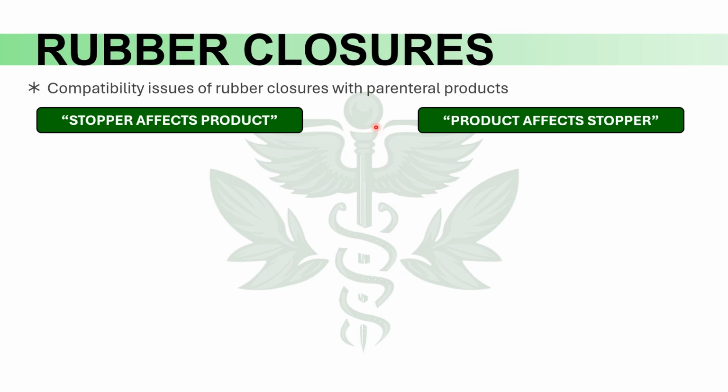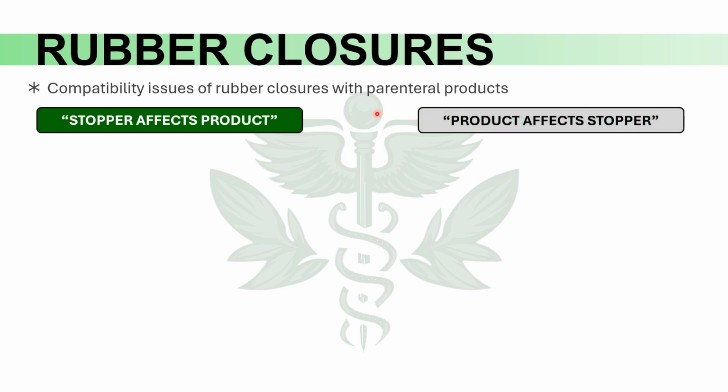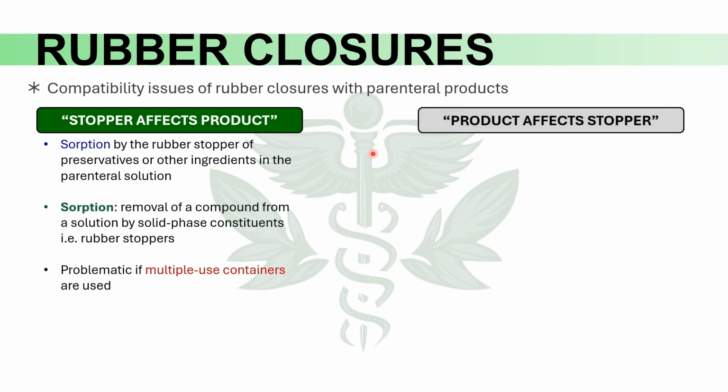The last thing we're going to talk about in this video is what kinds of compatibility issues can come up when using a rubber stopper. Quite simply, there are two possible types of interactions between the rubber stopper and the parenteral product. Either the rubber stopper affects the product, or the parenteral product affects the rubber stopper. What does this even mean? Let's take a look at the first type of interaction. The rubber stopper affects the product.